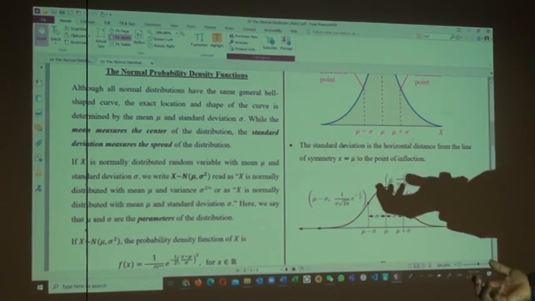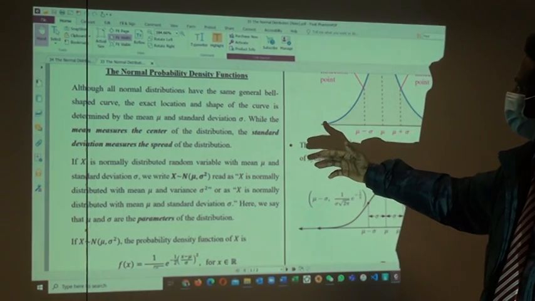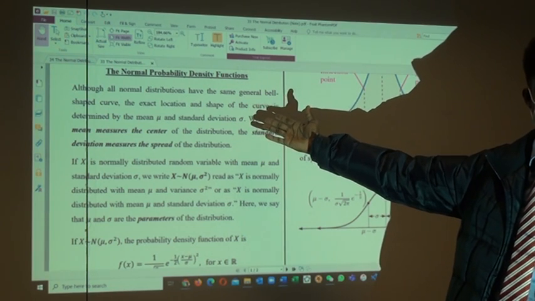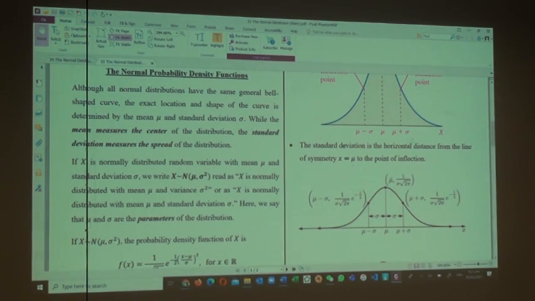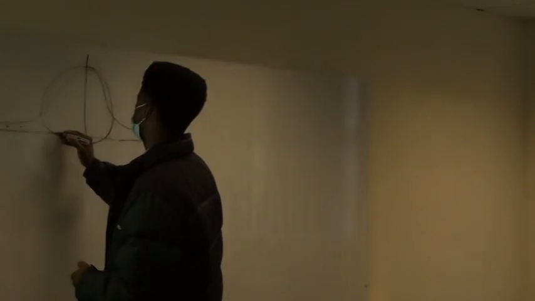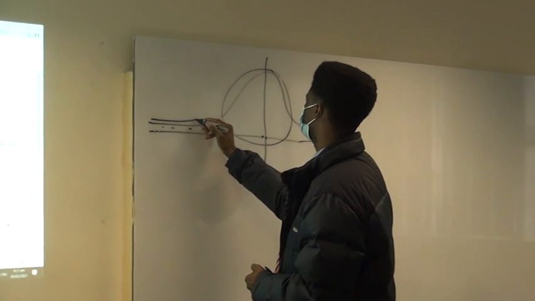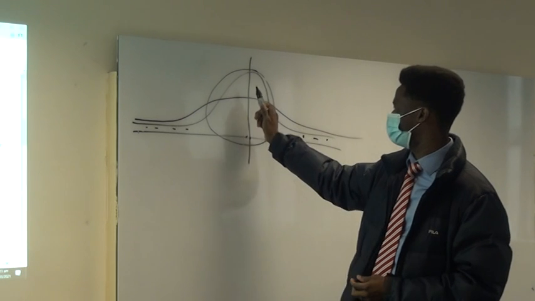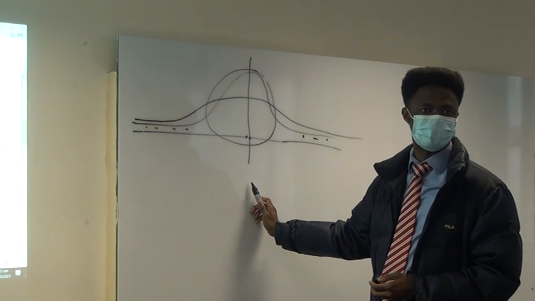Now, by the way, okay, this we already know. The mean is the measure of center. So which was why I said the mean tells you where the line of symmetry is. Okay? And the standard deviation tells you the spread of the distribution. So there's a difference between the spread of this and the spread of maybe this one. Can you see they spread differently? They have the same mean, but they spread differently.